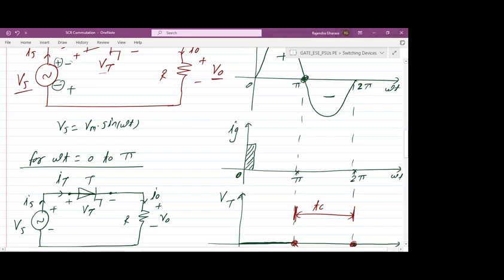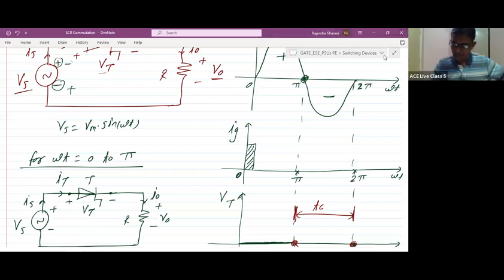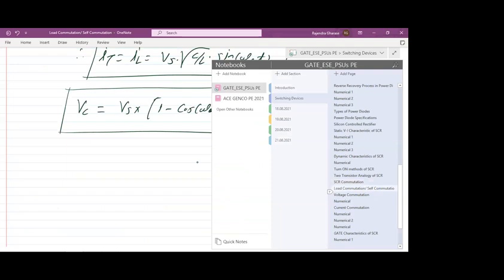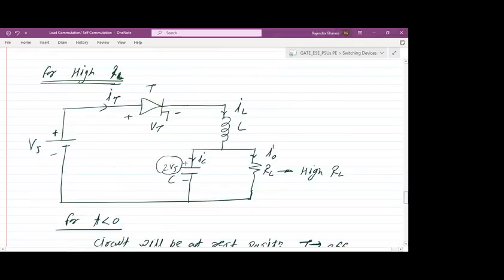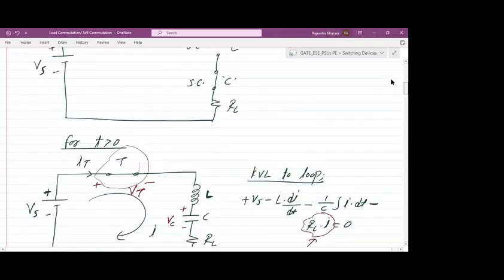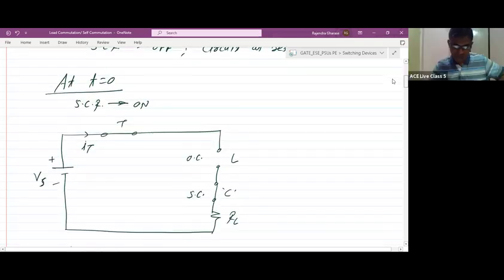Sir, in load computation, at t is equal to 0, the capacitor is open circuit. Yes. Sir, the capacitor will be short circuit, not open circuit. Sir, how, sir?